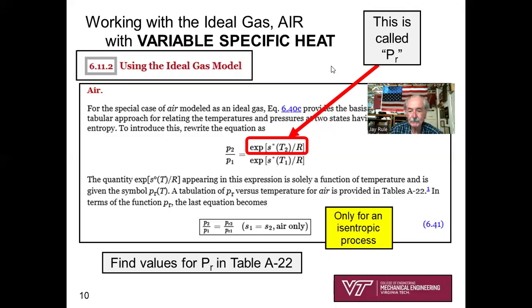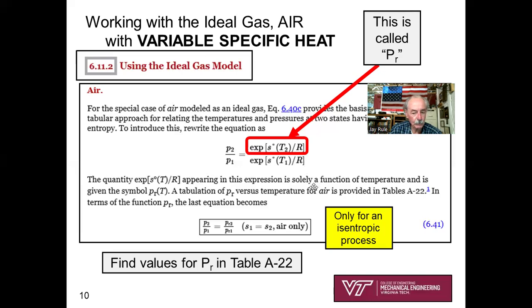I'm sorry, I think I misspoke. The relative pressure is P sub R. You're going to be able to find that in the back of your book in table A22 for air.